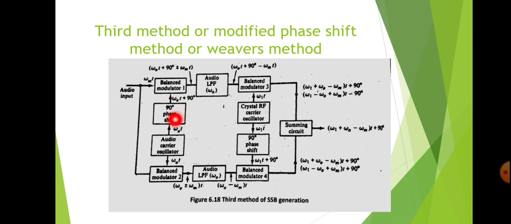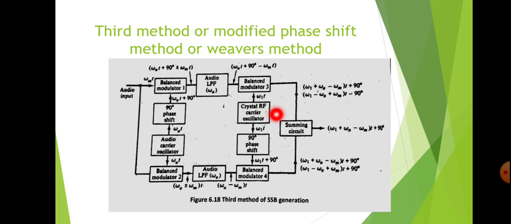Similarly we are using carrier signals: an audio carrier oscillator is used here, and here we are using a crystal RF carrier oscillator. These two are different oscillators. The audio carrier oscillator's frequency is in the audio frequency range, a smaller frequency range, but it will be greater than the modulating signal input frequency. That is, its frequency ω0 t will be greater than ωm t.